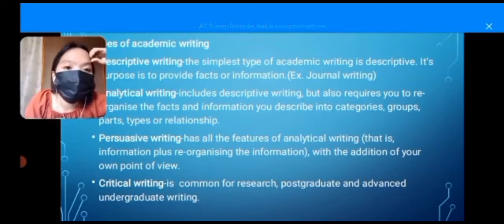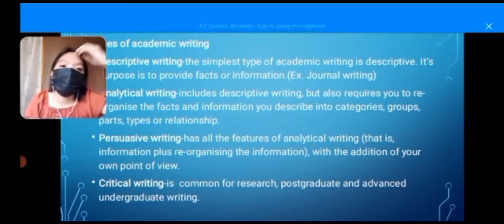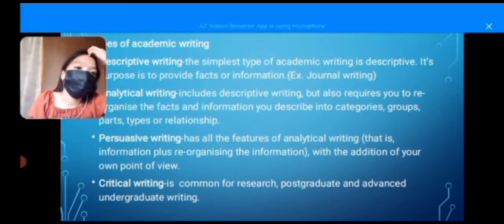So next is persuasive writing. Persuasive writing has all the features of analytical writing. That is information plus reorganizing the information with the addition of your own point of view. So here in persuasive writing, guys, it has all the features of analytical writing.